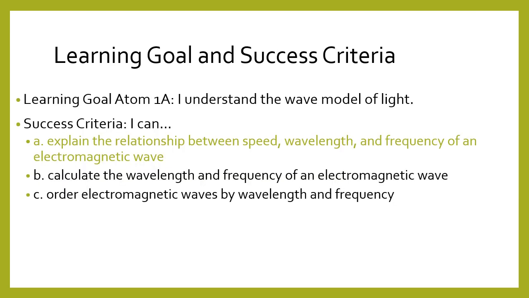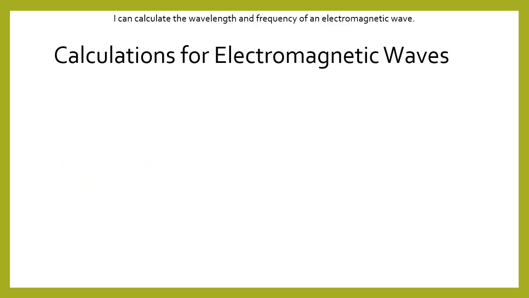Alright, you've had a chance to do that first check for understanding question, and we have completed the examples and discussion of the first success criteria there. So now we'll go to success criterion letter B. I can calculate the wavelength and frequency of an electromagnetic wave. So the next couple slides are just a couple of examples here on how to do this. You'll notice on your note sheet that the problems are already written in there, so you don't need to write the questions. Just follow through the notes and put the solution down as you see this.